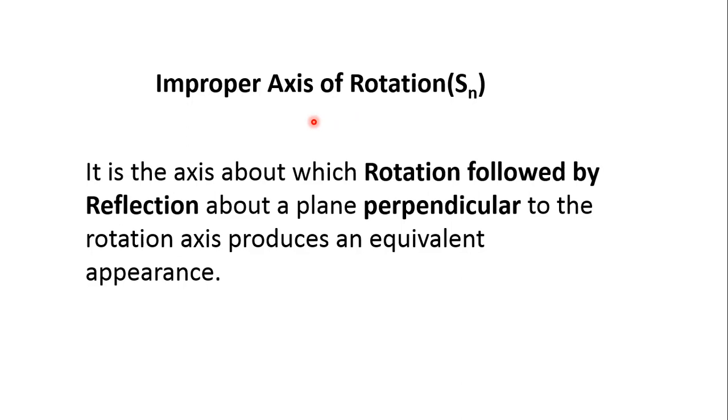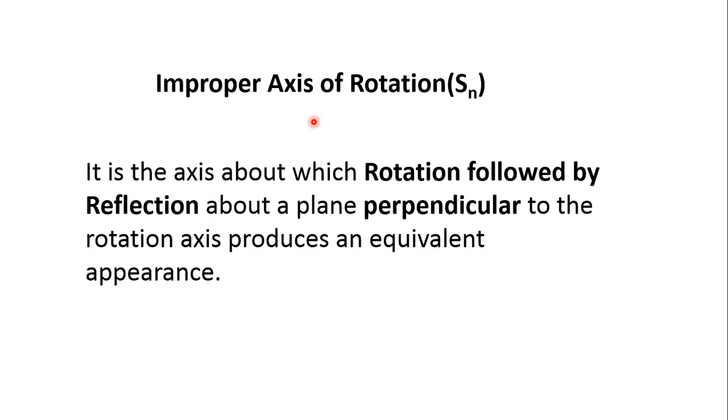In today's lecture, we are going to discuss the improper axis of rotation. In the case of axis of rotation, there are two types: one is proper axis of rotation and the other is improper axis of rotation. Proper axis of rotation is represented by the symbol Cn. The operation about the proper axis of rotation is just rotation.